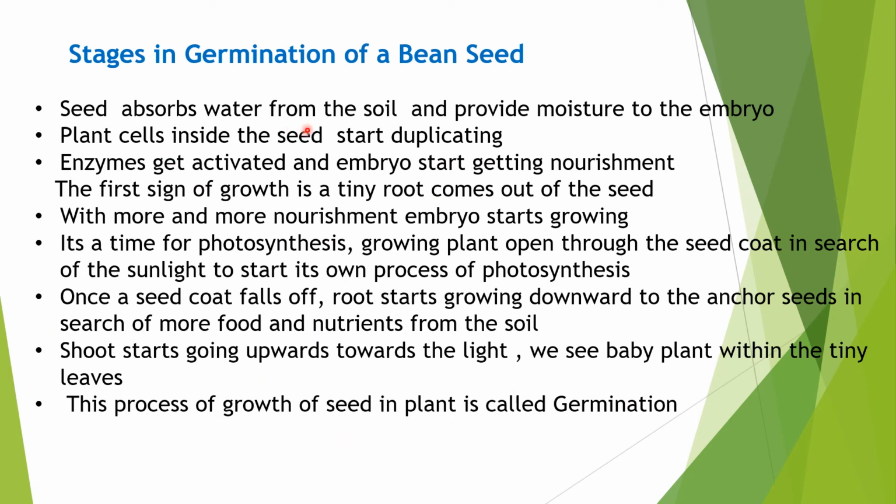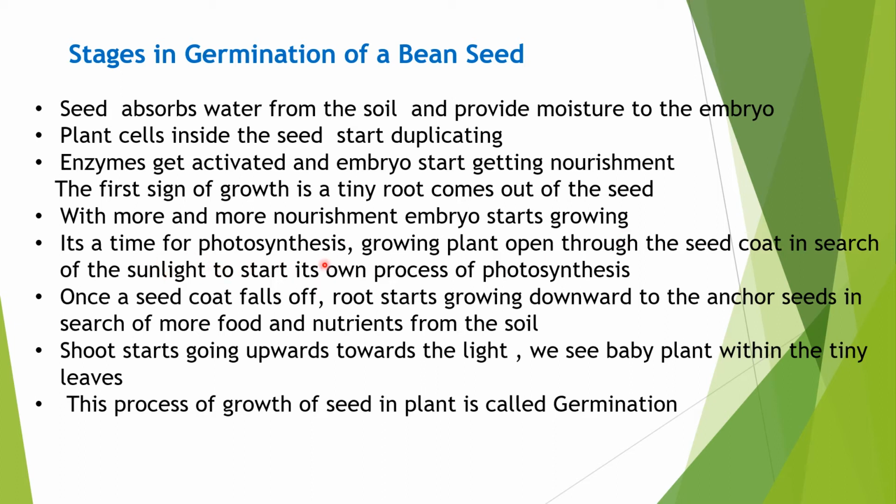The seed absorbs water from the soil and provides moisture to the embryo. Plant cells inside the seed start duplicating. Enzymes get activated and the embryo starts getting nourishment. The first sign of growth in the stages is the tiny root that comes out of the seed. With more and more nourishment, the embryo starts growing.